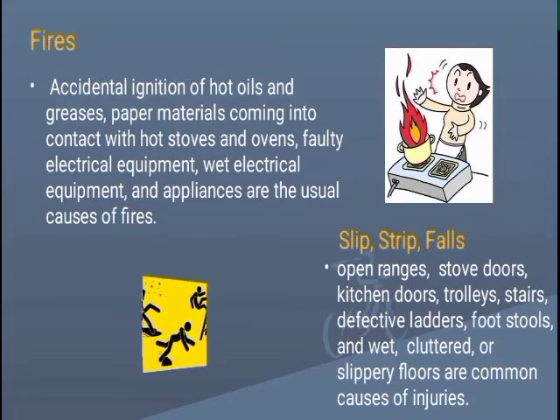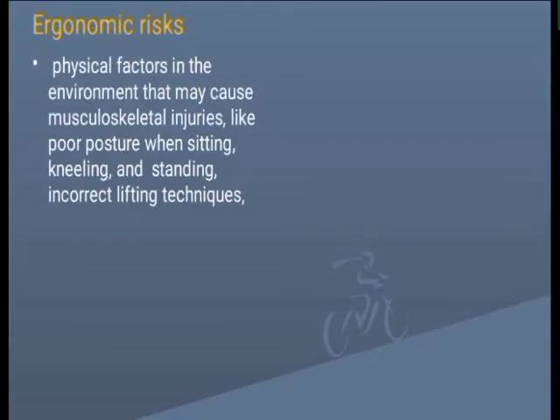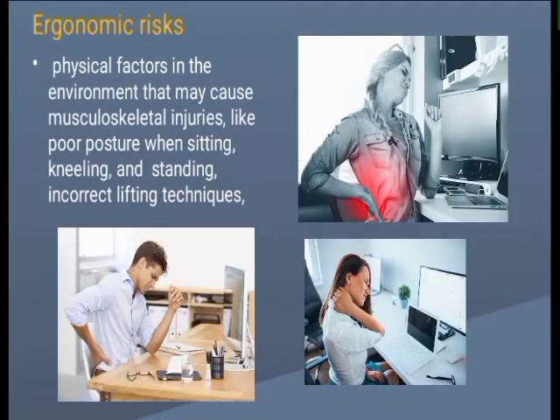Slips, trips, and falls. Open ranges, stove doors, kitchen doors, trellis, stairs, defective ladders, footstools, and wet, cluttered, or slippery floors are common causes of injuries. Ergonomic risk is a physical factor in the environment that may cause musculoskeletal injuries like poor posture when sitting, kneeling and standing, and incorrect lifting techniques.